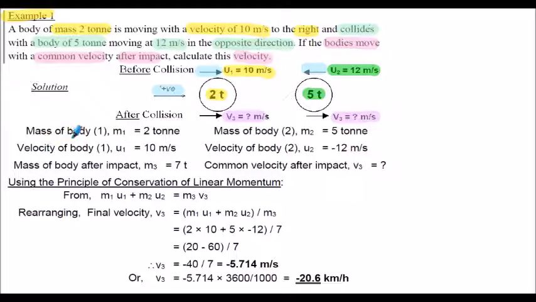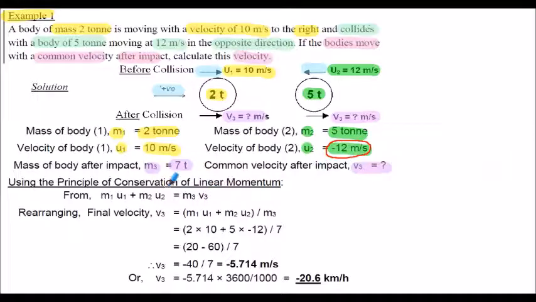So the mass of body 1, M1, is 2 tons. The mass of body 2, M2, is 5 tons. The initial velocity of body 1, U1, is 10 meters per second. That's positive. The initial velocity for body 2, U2, is negative 12 meters per second. Be very careful you insert the negative for U2. It's going in the opposite direction to the positive sign convention we're using. The combined mass after impact, M3, will be 7 tons. That's M1 plus M2. And the velocity after impact we're trying to find is V3.